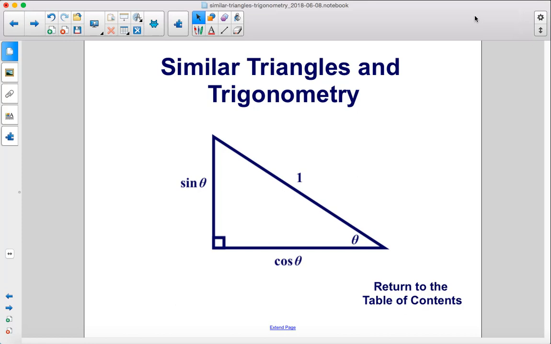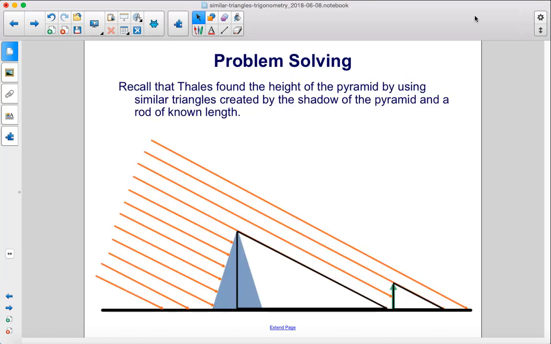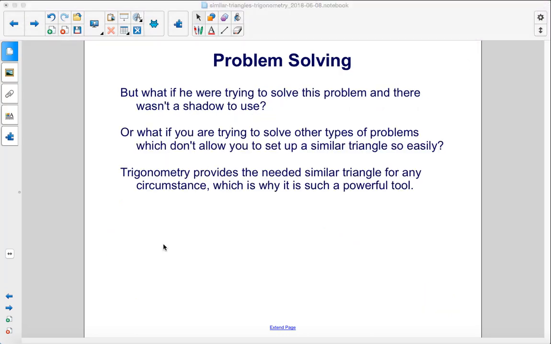Similar triangles in trigonometry. Recall that Thales found the height of the pyramid by using similar triangles created by the shadow of the pyramid and a rod of known length. But what if you were trying to solve this problem and there wasn't a shadow to use? Or what if you were trying to solve other types of problems which don't allow you to set up a similar triangle so easily? Trigonometry provides the needed similar triangle for any circumstance, which is why it is such a powerful tool.